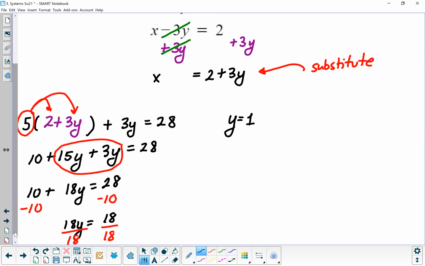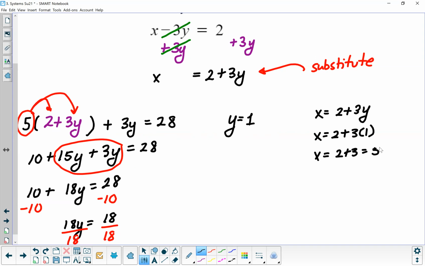All right, and then as before, you can substitute the 1 into one of the original equations. I'm actually going to use x equals 2 plus 3y because it's easier. So we have x is equal to 2 plus 3 times 1. So x is equal to 2 plus 3, which equals 5. So we have one solution, and that ordered pair is (5, 1).